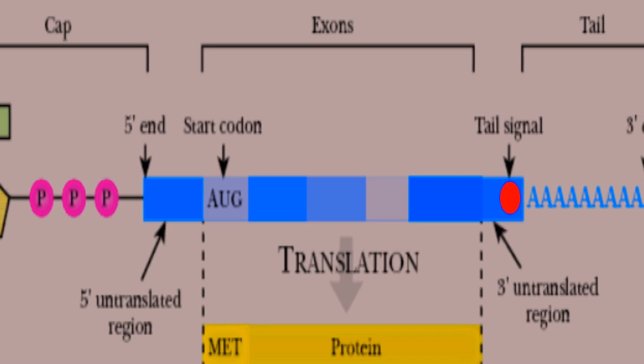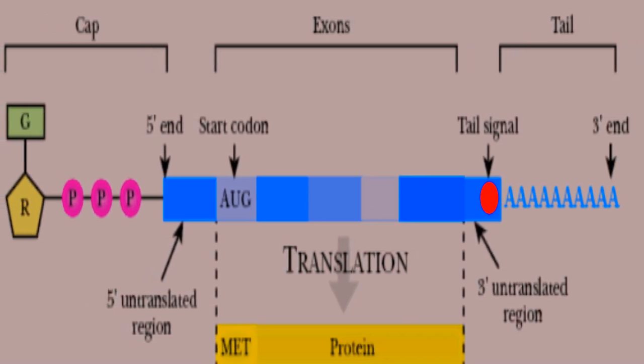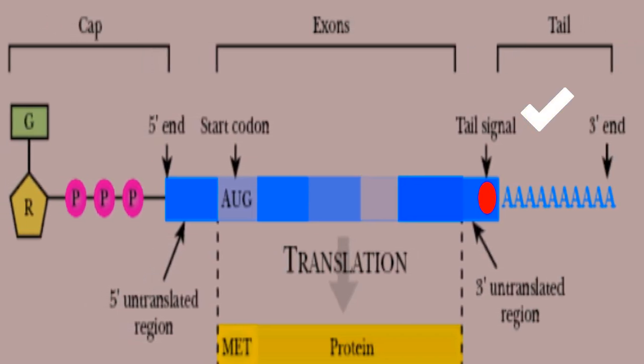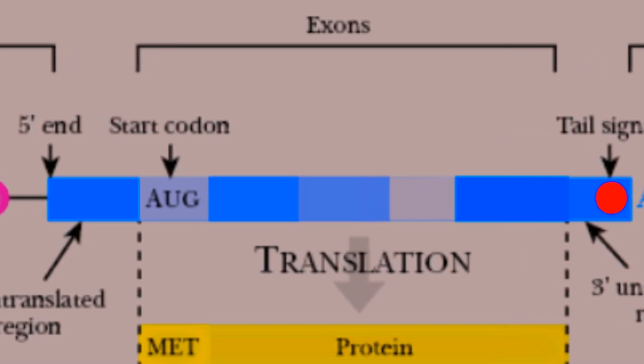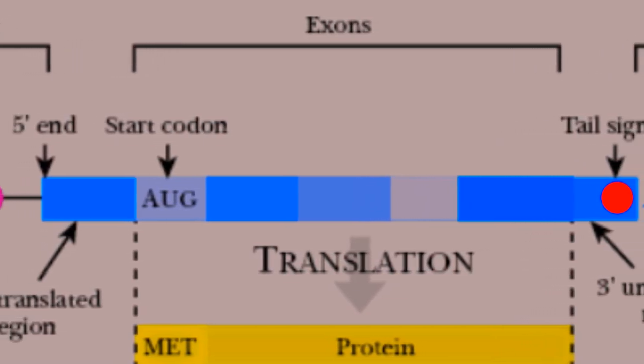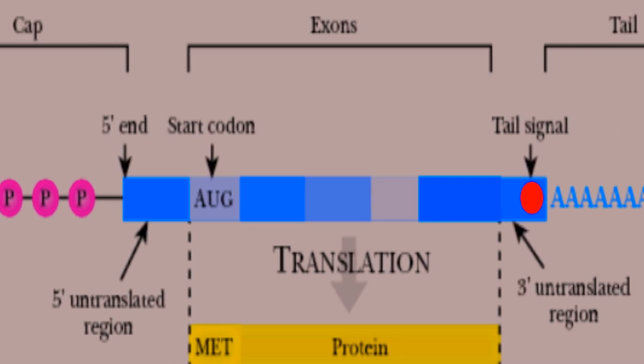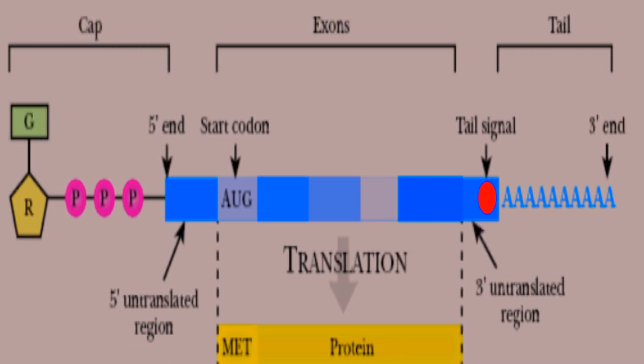The poly A tail, 50 to 250 adenine bases, is present at the 3' end. It increases mRNA life and improves translation. Together, these parts help the mRNA survive, get translated and make proteins accurately and efficiently.